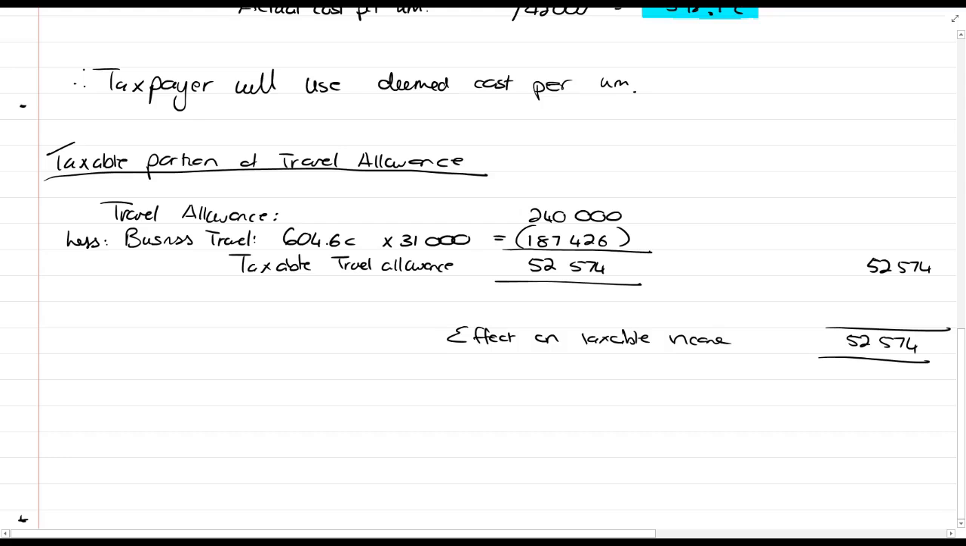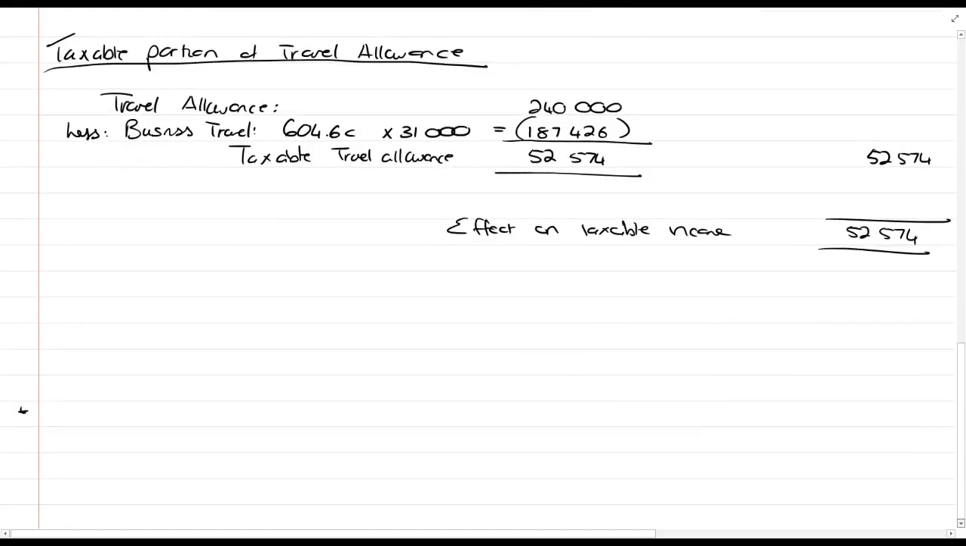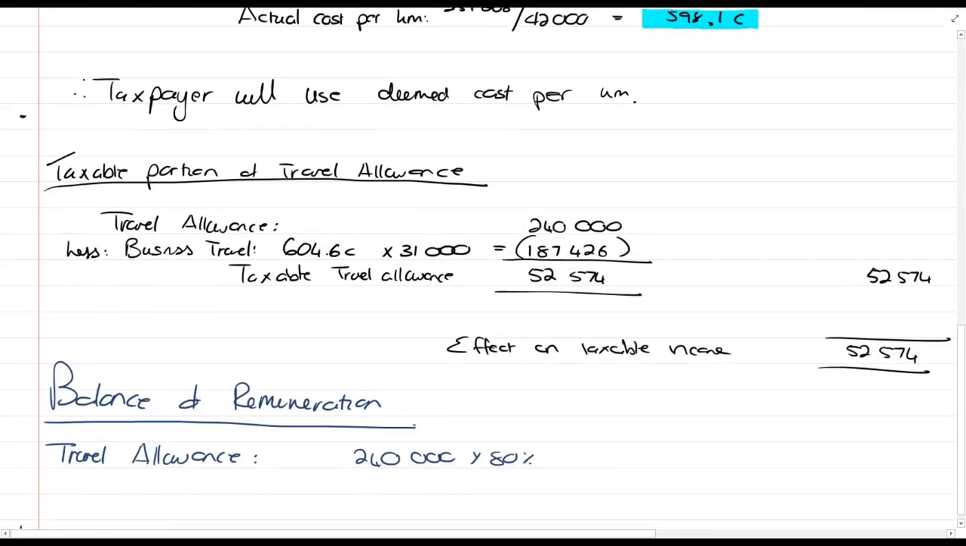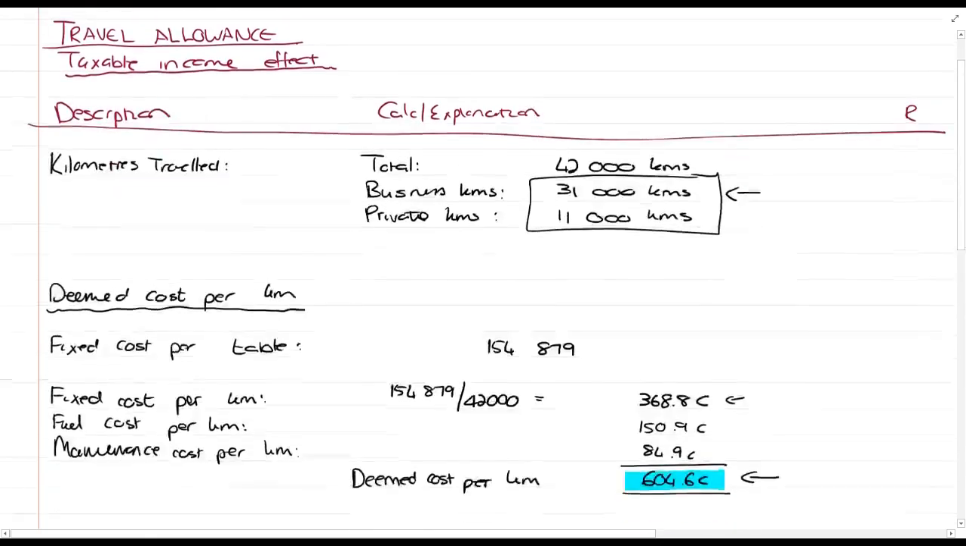Right, the question asked us also for the effect on the balance of remuneration. So I'm just changing the color of the pen here. And what portion of the travel allowance is remuneration? 240,000 guys times 80%. Let me actually make sure, is it 80% or is it 20% we have to use there? Let's quickly see here.